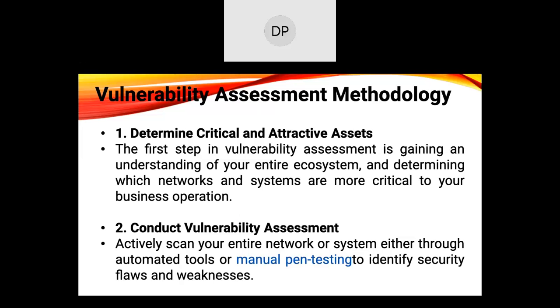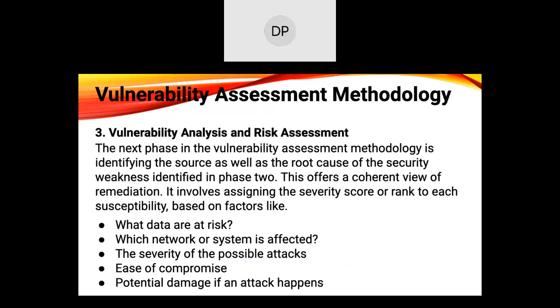Second step, conduct vulnerability assessments. In this step, we actively scan your entire network or systems through automated tools or manual pen testing to identify security flaws and weaknesses. Third, vulnerability analysis and risk assessment. The next phase in the vulnerability assessment methodology is identifying the source as well as the root cause of the security weakness. Identifying in phase 2 offers a coherent view of remediation.